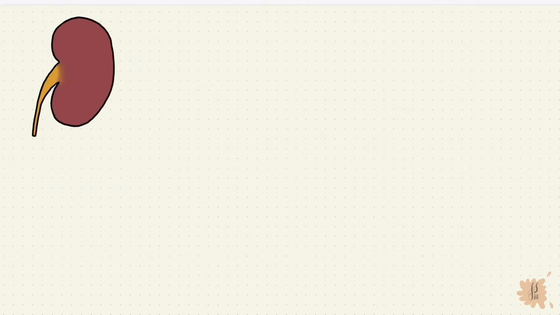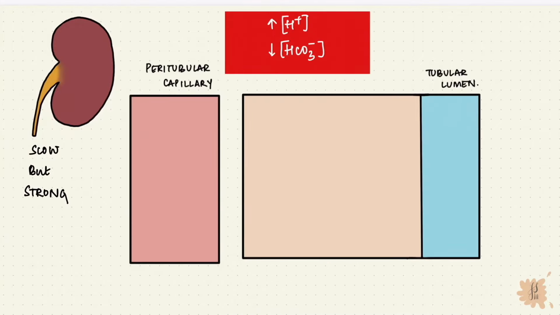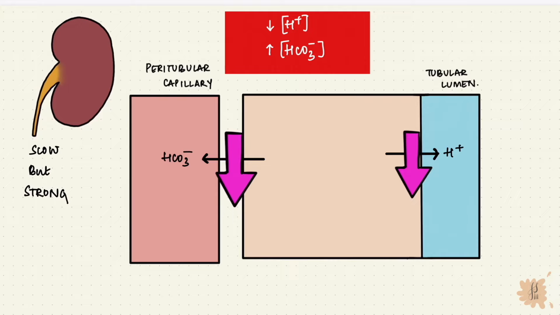The kidneys are the slowest to respond, but they're the strongest. They manage high hydrogen ion concentrations and low bicarbonate by excreting more hydrogen ions and producing new bicarbonate. Similarly, low hydrogen ions and high bicarbonate is managed by reducing hydrogen ion secretion and excreting more bicarbonate. So first, let's see how these two get exchanged in the nephron. Normally, hydrogen ions are secreted and bicarbonate is reabsorbed.